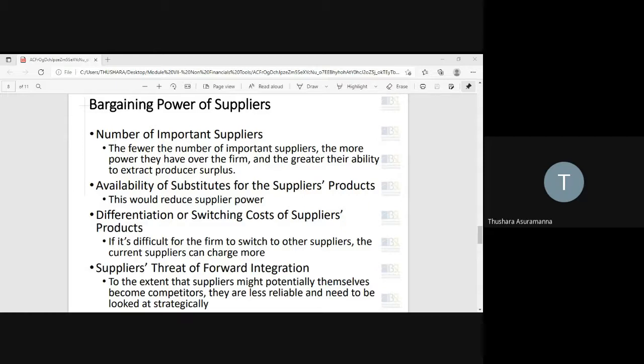So these are the 4 areas that we need to be aware of to understand the bargaining power of suppliers. Sir, excuse me. Yeah. I understand the supplier threat of forward integration. Is it like Cargill's purchasing Kotmale milk and doing the sales at Cargill's outlets while they are doing sales for Happy Cow and other dairy products?